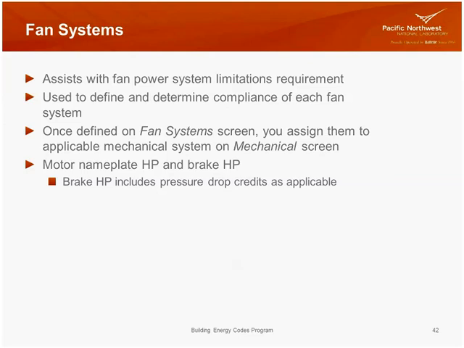Fan systems, you have two options on how you can comply. You can either do it by motor nameplate horsepower or brake horsepower. Motor nameplate horsepower is much easier because you don't have as much information you need to enter to get to your compliance for those fan systems: supply, return, exhaust. The brake horsepower does include, though, an option if it's viable to your project, pressure drop credits that could be applicable. So if you have that, then you might want to go the brake horsepower route and use those pressure drop credits that could be applicable to your system or systems.